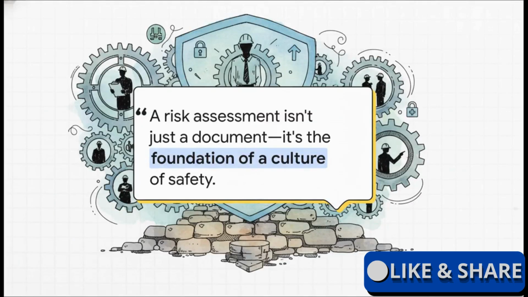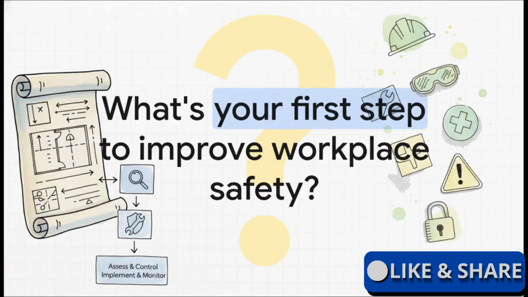When you get right down to it, this is what it's all about. A risk assessment isn't just a piece of paper. When it's done right, when it's a living process, it becomes the foundation for a real culture of safety, a place where looking out for each other is just how things are done. So that's the blueprint. It's a clear, logical, and repeatable process. The blueprint is yours now, so I'll leave you with this question. What's the very first step you're going to take to make your workplace just a little bit safer?